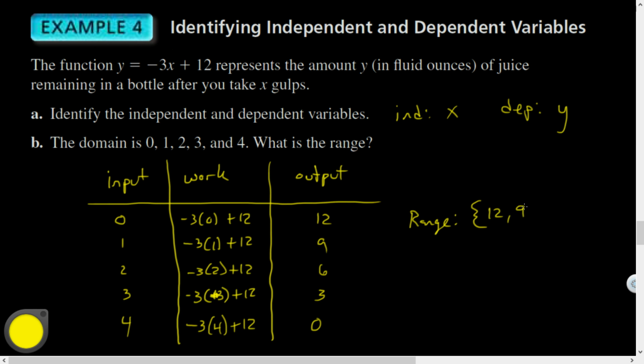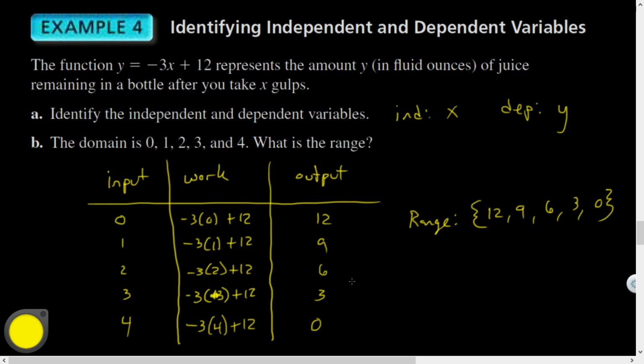Yeah, it could be 12, could be 9, could be 6, could be 3, could be 0. Now, if there's 12 ounces in the glass and if my gulps weren't consistent, then theoretically I could imagine it being anywhere between 12 and 0. Here they had very consistent 3-ounce gulps. Could I ever have a negative number come out of this function? What do you guys think? Could I ever have a negative number of ounces of juice remaining because I gulped too much?